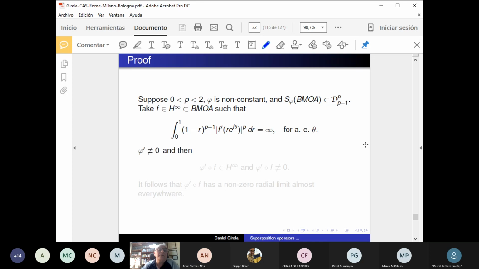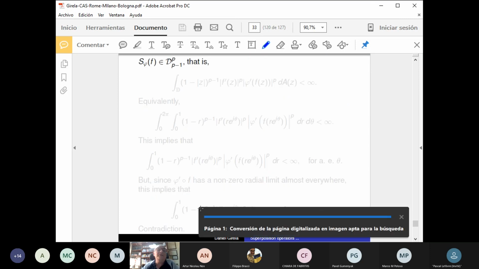But using this, we can prove this. Suppose that phi is not constant, and we take this function. Phi is not constant, which is the same as saying that phi prime is not identically 0, of course. And then if we consider phi prime times f composed with phi, this is of course in H infinity because f is in H infinity and phi prime is not identically 0. Since this is a function in H infinity, it has a radial limit almost everywhere. By using the Riesz uniqueness theorem, this radial limit is non-zero almost everywhere. So this function has a non-zero finite radial limit almost everywhere.